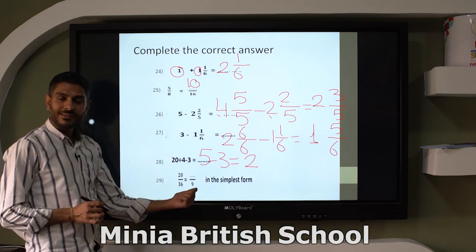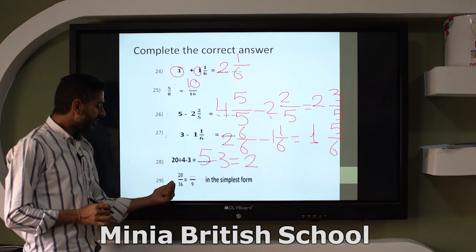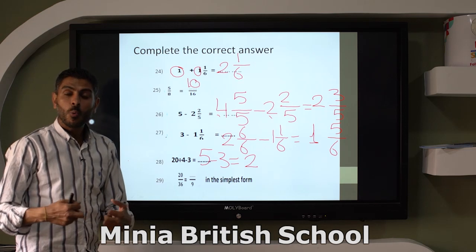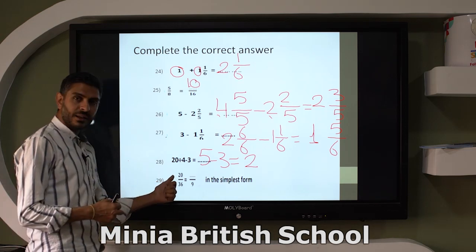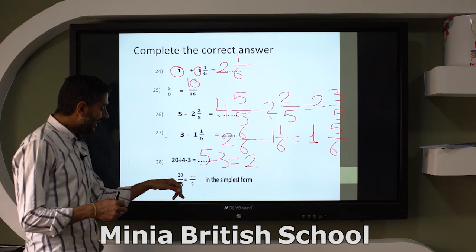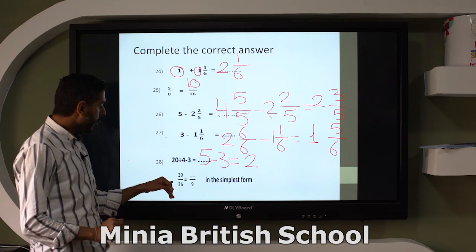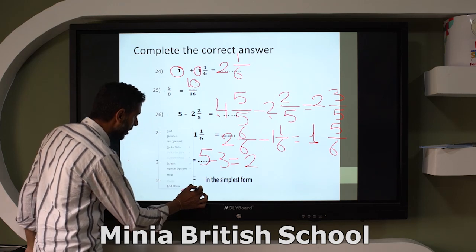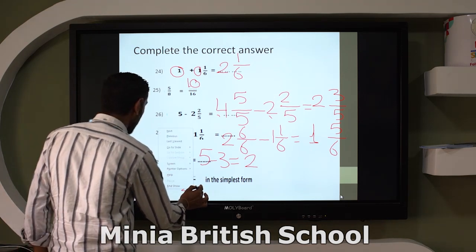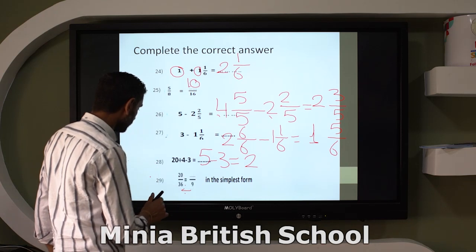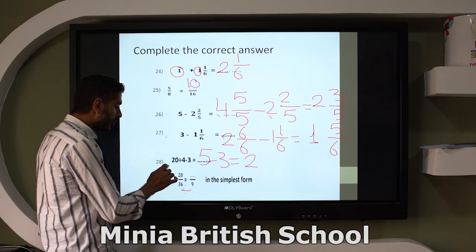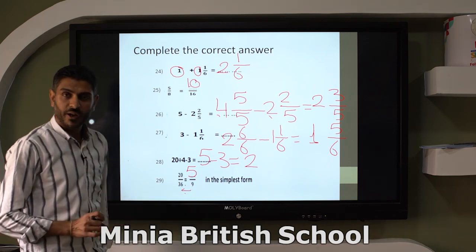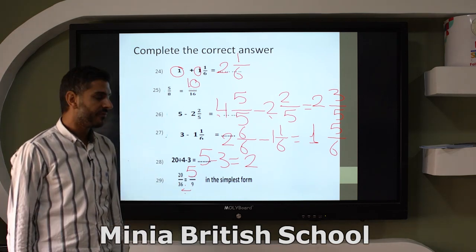36 becomes 9, it's divided by. Why divided? Because 36 and 9, less than. So 36 divided by 4. So 20 divided by 4 equals 5. Okay.